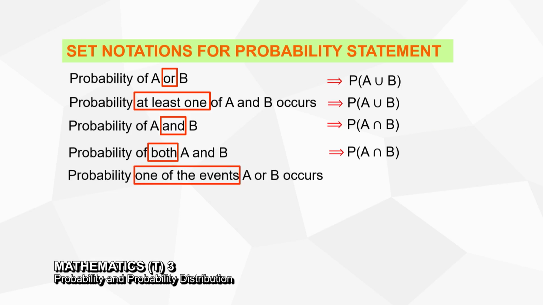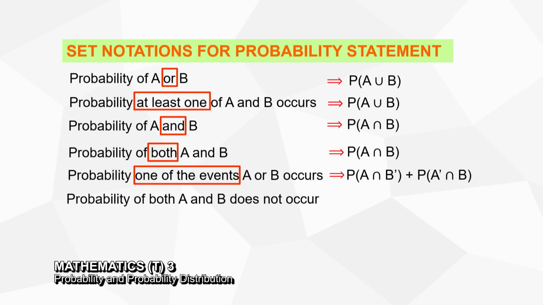Next, one of the events. The key point here is one of the events. That means only A occurs or only B occurs. Which can be shown by using the formula P(A intersect B prime) plus P(A prime intersect with B).